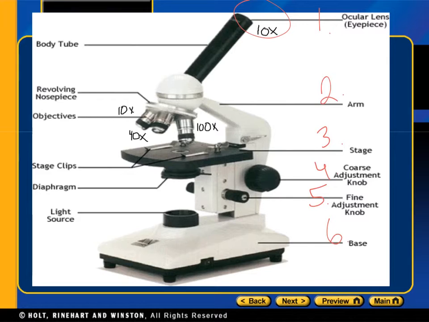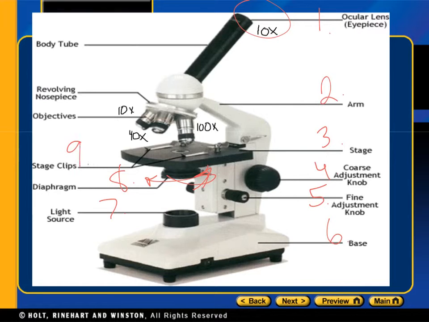It supports the entire microscope, and that is also what you would hold onto when you are carrying the microscope around. Number 7 is the light source. Number 8, very important piece, it is underneath the stage, and it provides a different amount of light to your specimen. So you would turn this knob right here, left and right, and that would make the specimen brighter or make it darker. Sometimes the darker it is, the more clear the image will appear.